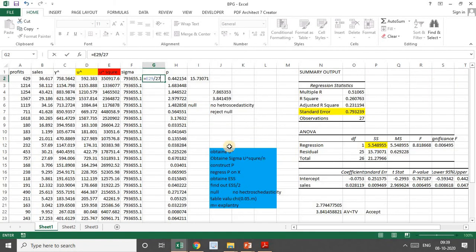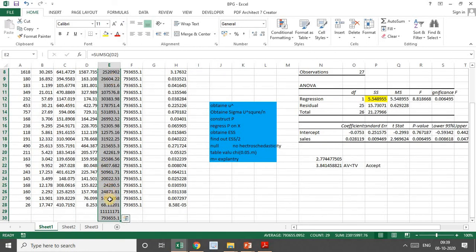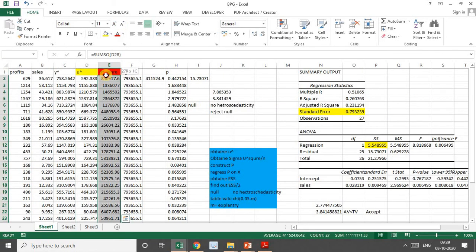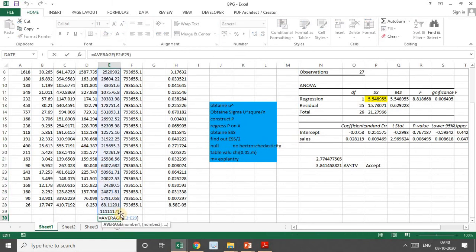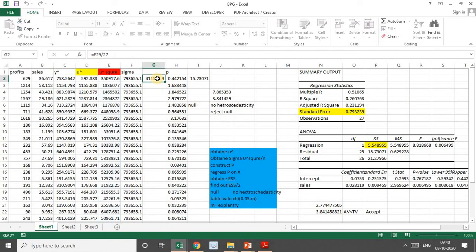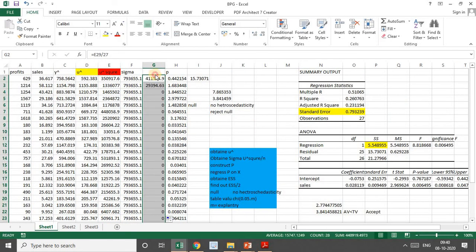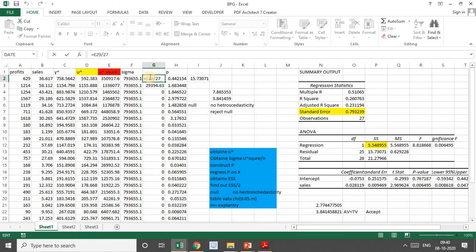27, I think, or the average is 411524. Yeah, there's a mistake here. Okay, sorry. Yeah, so this is the correct answer. Okay, this is the small sigma.